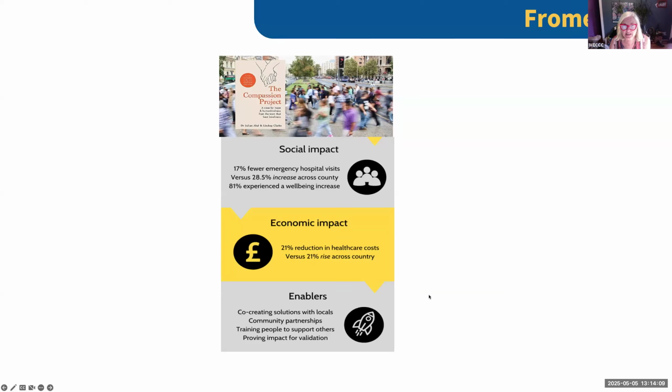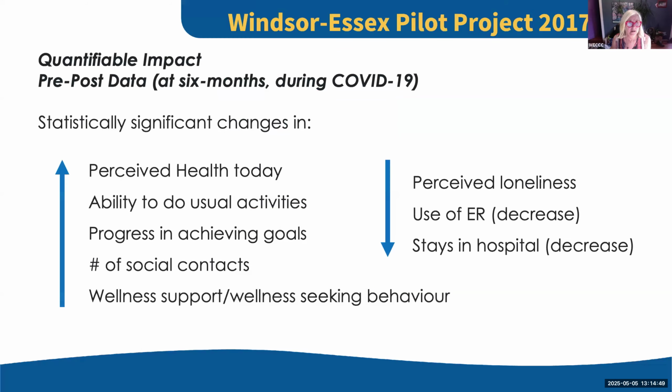The enablers that they pointed to as being of critical importance were co-creating solutions with local people, building those community partnerships, training people to support others. Again, the training work that we do with you as interns is around training you to look for opportunities to support people in this way, and then proving that impact for validation. So it's the same kind of messages that they had, and you see how we have picked them up in the development of our model.